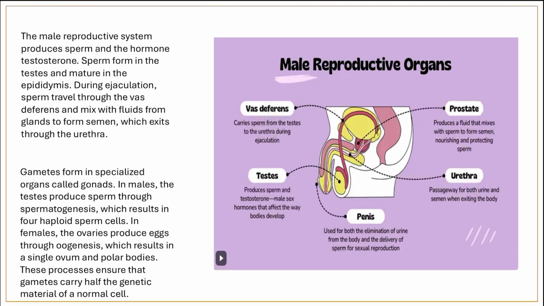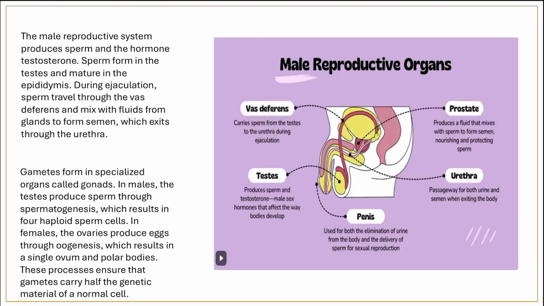So moving on, gametes form in specialized organs called gonads. In males, the testes produce sperm through spermatogenesis, which results in 4 haploid sperm cells. In females, the ovaries produce eggs through oogenesis, which results in a single ovum and polar bodies. These processes ensure that gametes carry half the genetic material of a normal cell.